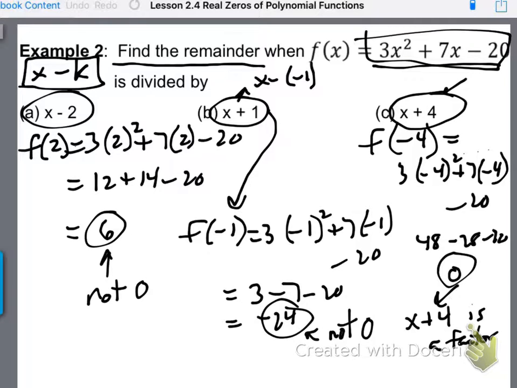Here we did x minus 2 and got a remainder of 6. Since 6 isn't 0, x minus 2 is not a factor. And again, -1 gets plugged in, and we didn't get 0. For our purposes, it says find the remainder, and we did that. But if it asks whether x plus 1 is a factor of this, we find the remainder. It's not 0, so that's not a factor. And in C, it did happen that way.